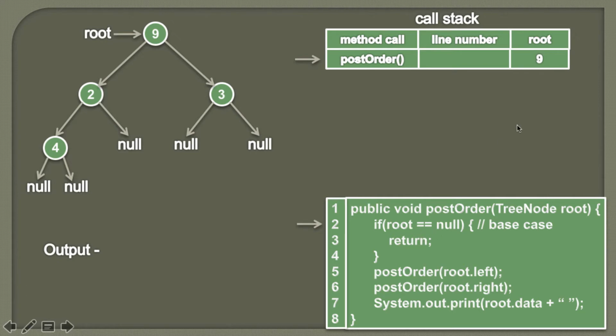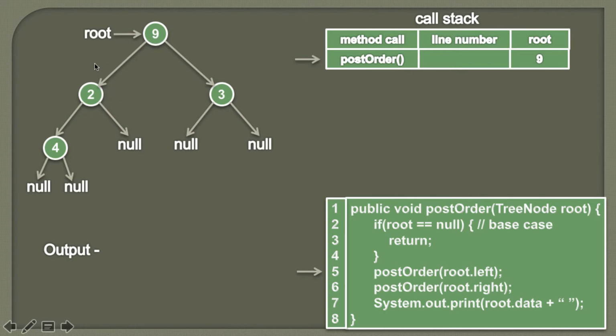So currently, as you can see, root is pointing to 9, therefore it's not equal to null. So the condition in the if block comes out to be false. And at line number 5, we see it calls the post-order method again, and this time we are passing root's left, which is the node 2.